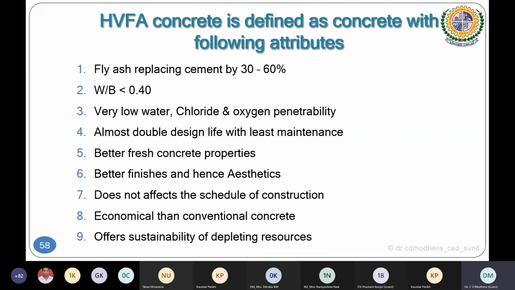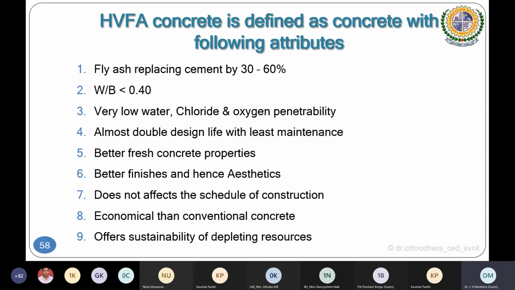HVFA, that is high volume fly ash, generally we are replacing minimum 30 to 60 percent. Remember, up to 60% people have worked. However, that fly ash is properly refined, or you can say modified. Raw fly ash cannot be used directly, remember. So this fly ash is again processed. A few companies are there, they are also making a good process of the fly ash, and then they are selling.